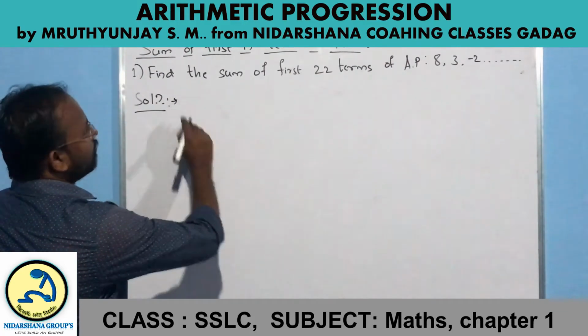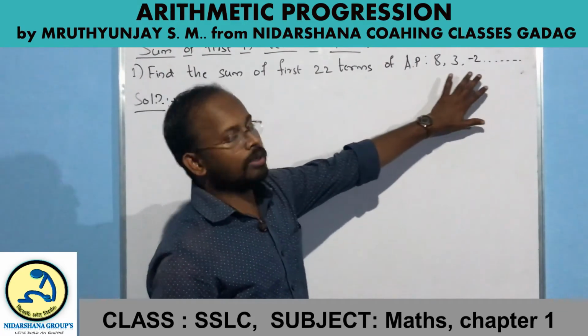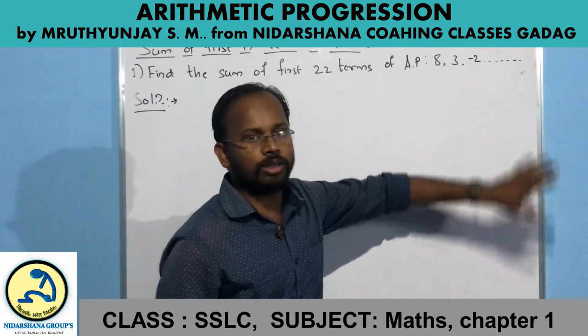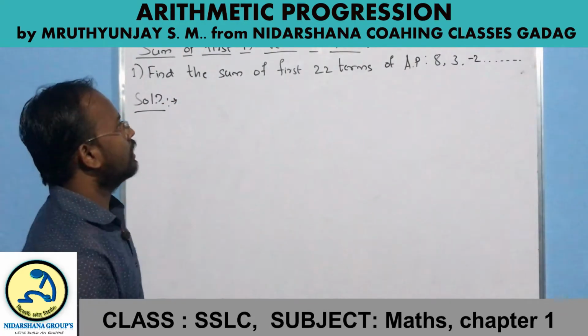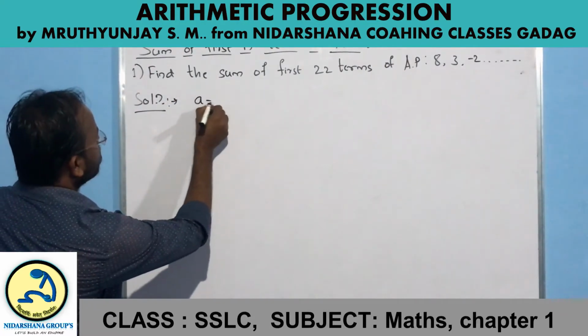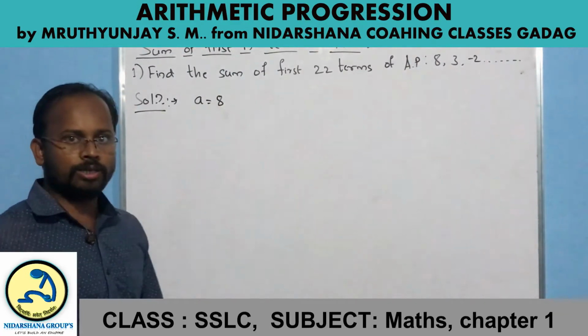Okay, so first term, by using this arithmetic progression, what do we know? First term is 8, so I will write a is equal to 8.